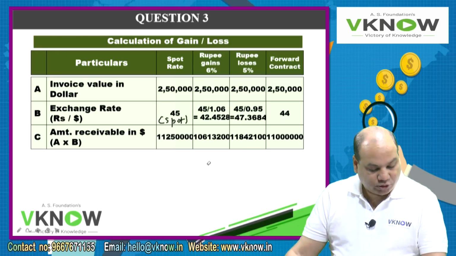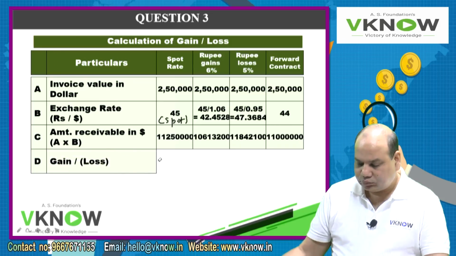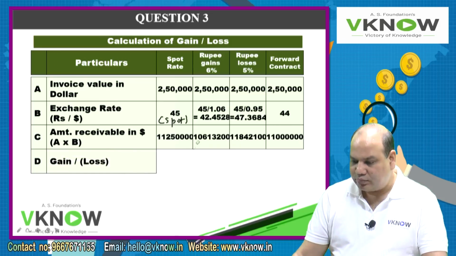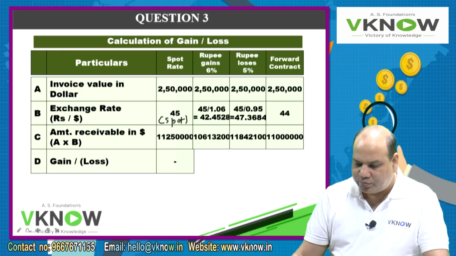Under different situation, we have to find out that what is the transaction gain or loss. So now we'll write down transaction gain or loss. First column dash because this is the spot rate. We have to compare with the spot rate. I will ask you to answer.